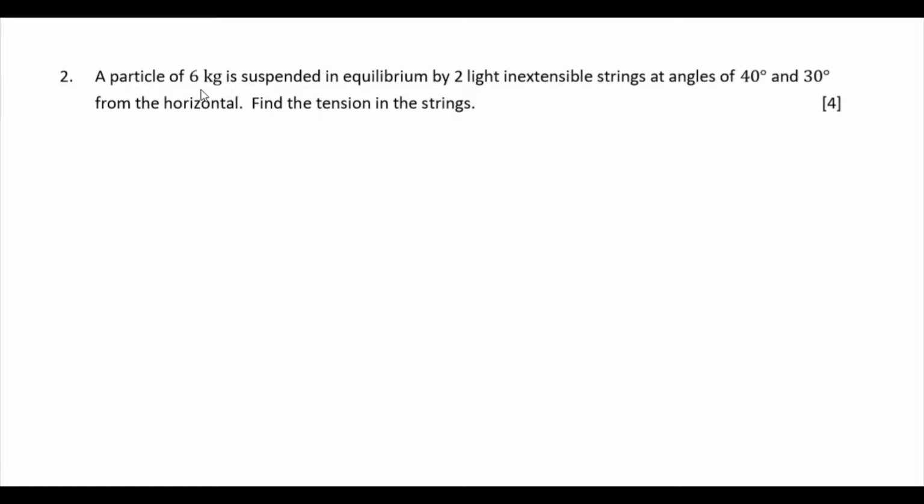Okay, so the first thing, please remember that when the quantity is given in kg, this is a mass. Please do not treat it as a weight. Some of you actually made this careless mistake. Then second thing, the question gives us two light inextensible strings. So you have two strings, and these two strings will have different tension. So in this question you should have T1 and also T2. Then it's at an angle of 40° and 30° from the horizontal.